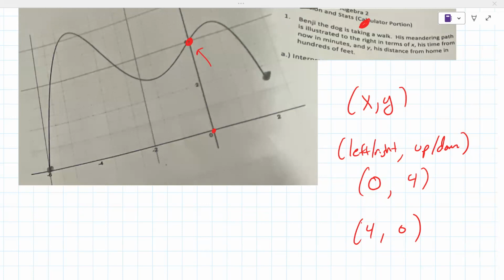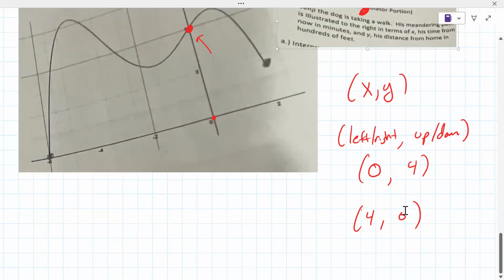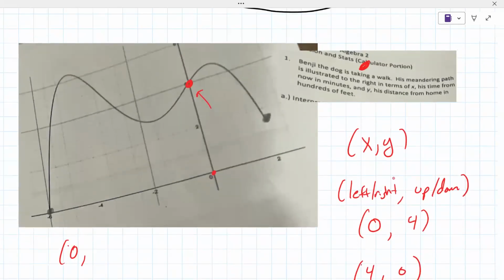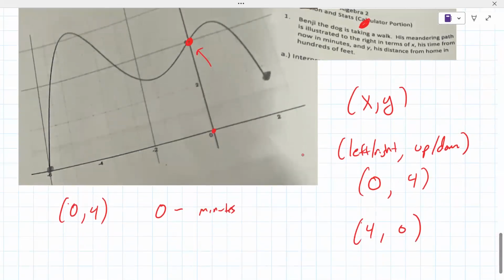So let's read this again. It says, tell me what X is. Read after the word X, comma. His time from now in minutes, and Y is distance from home. So the 0 means 0 minutes. What is Y? Read after the Y. Distance from home in hundreds of feet. Yes, so that's 400 feet from home.